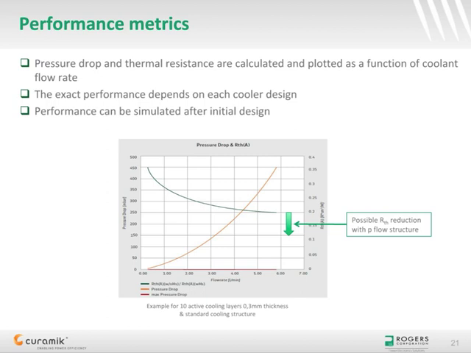In this example, a specific thermal resistance of 0.2 Kelvin square centimeter per watt can be achieved at a flow rate of 8 liters per minute with a standard cooling structure. With P-flow structure, specific thermal resistance values as low as 0.1 Kelvin square centimeter per watt can be achieved.